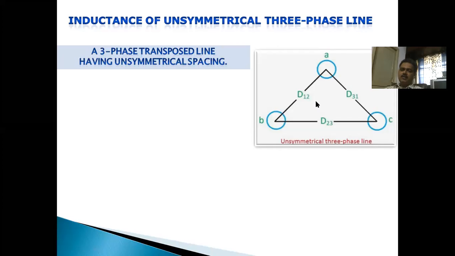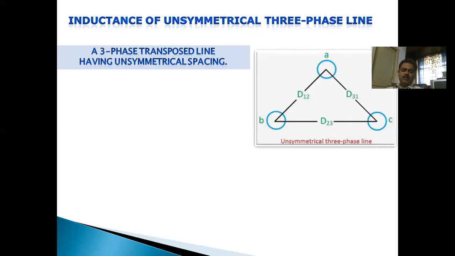So we have already derived these equations. Now coming to the unsymmetrical case, again there are two types. One is transposed conductors, the other is untransposed conductors. If the conductors are not transposed, there are some disadvantages. Why? What are the disadvantages?